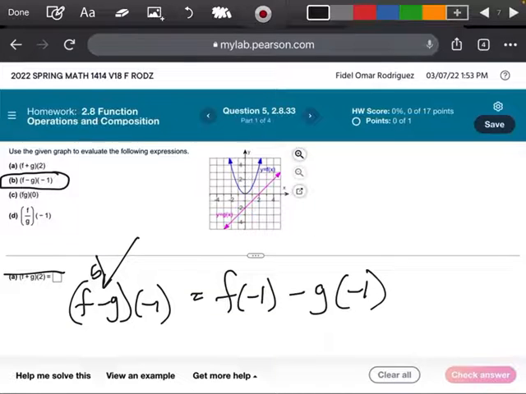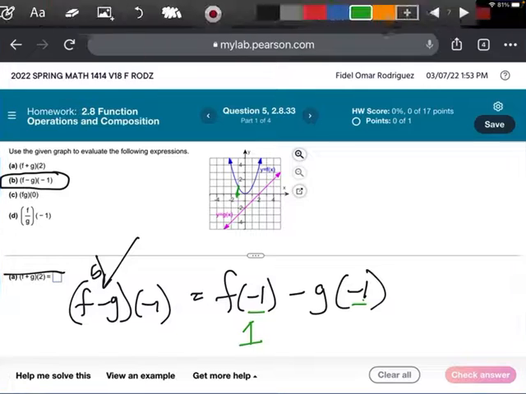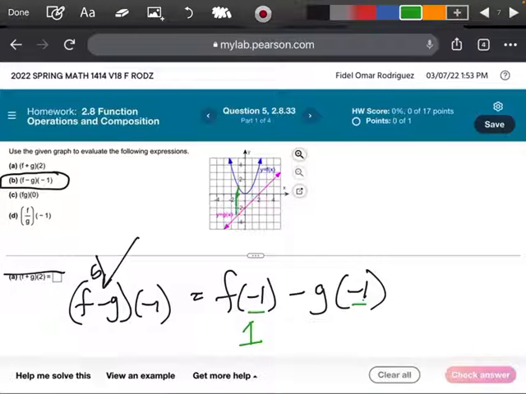So the way I'm going to do this is I'm going to go to my x-axis when x equals negative 1, right there. I'm going to go up to hit my blue function. So when I go up and I hit it, that number was 1. I'm going to do the same thing. I'm going to go to x is negative 1, and I'm going to hit the g function. The g function, y'all, I have to come down this way.